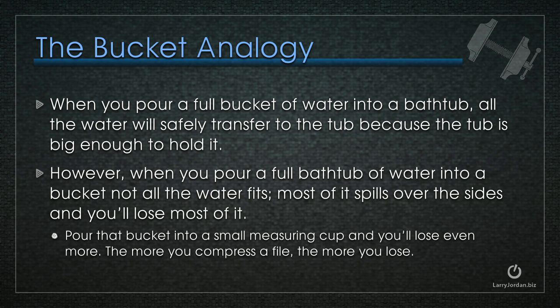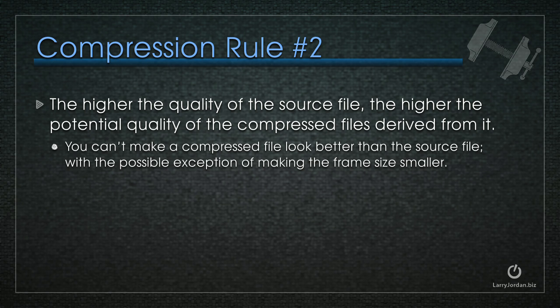But if I take a ProRes file and pour it down into a smaller file, like H.264, we're throwing away data. Our goal is to preserve as much data as we can while at the same time making the file as small as possible. Which brings me to compression rule number 2. The higher the quality of the source file, the higher the potential quality of the compressed files derived from it. You can't make a compressed file look better than the source file.